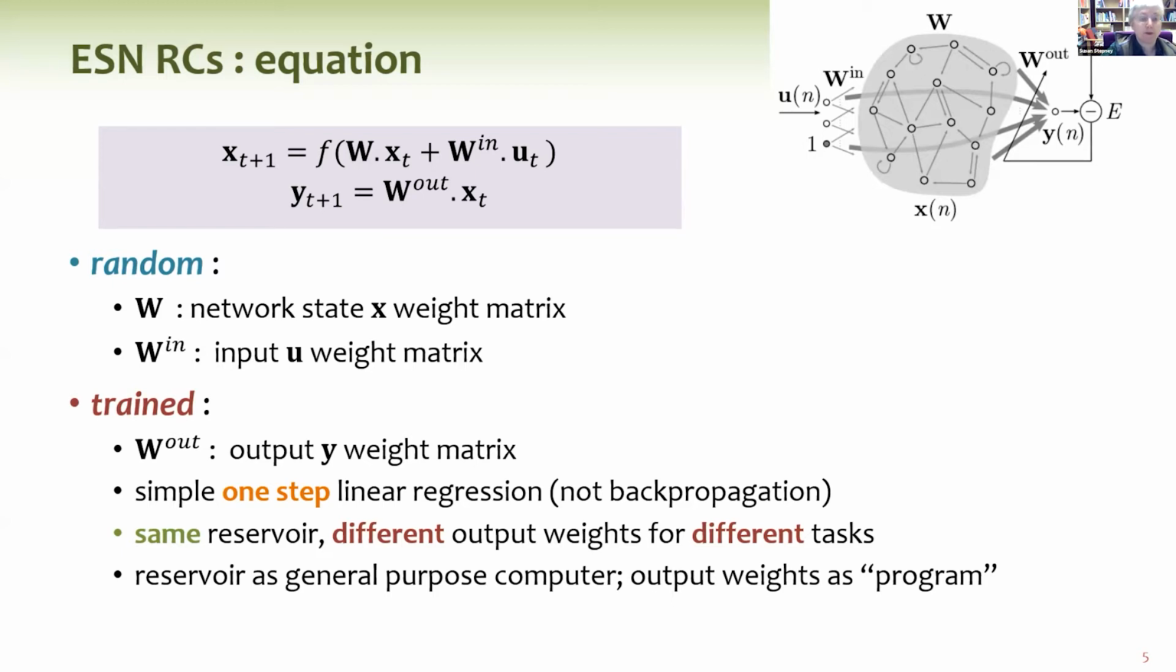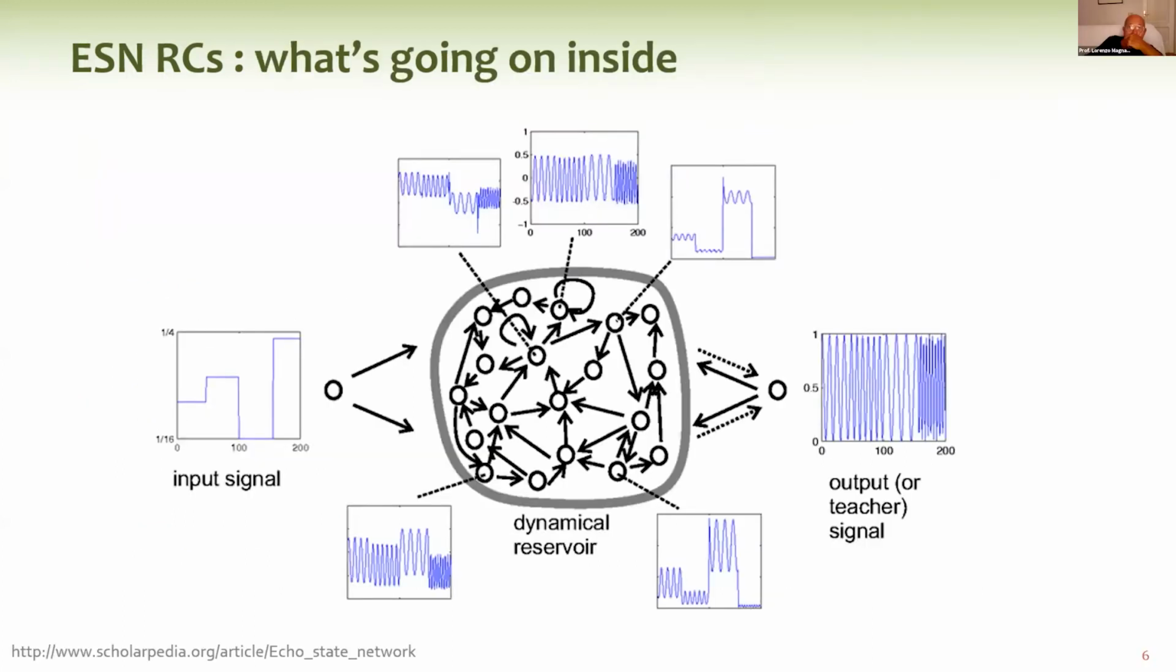So in other words, you can have the system and you can just look at it in different ways to solve different problems. So in some sense, the reservoir can be thought of as a general purpose computer and the output weights as the program. It might seem a bit strange what's going on here, but what's going on is that the nonlinear dynamics of the reservoir are taking the input signal and projecting it into a very high dimensional space. And if that all works well, you can then look at the different parts of this high dimensional space through this linear output weight matrix in order to solve your problem.